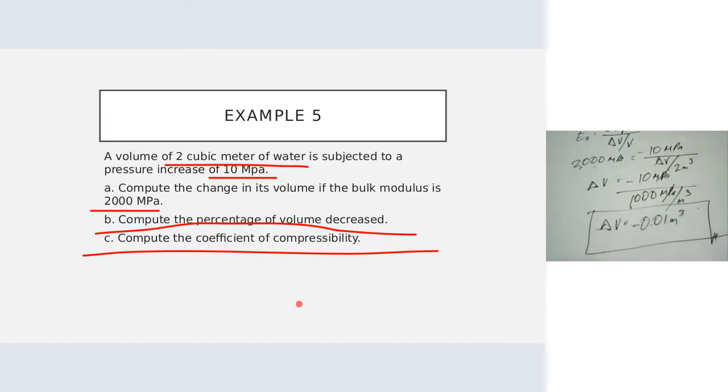Okay. It's negative 0.01 cubic meter. So negative kasi nag-decrease ng volume ng water. Okay, kasi na-compress eh.